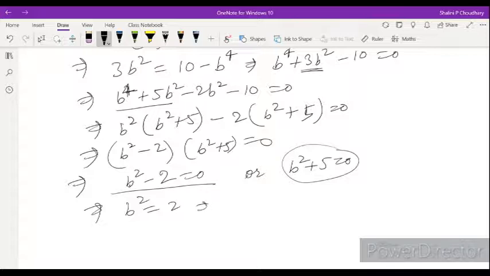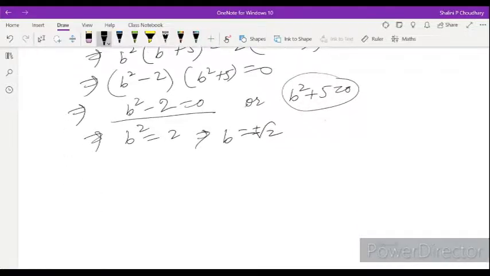It means what will be the value of b? The value of b is square root of 2 and minus square root of 2. So b will have two values, square root of 2 and minus square root of 2. These are the two values.